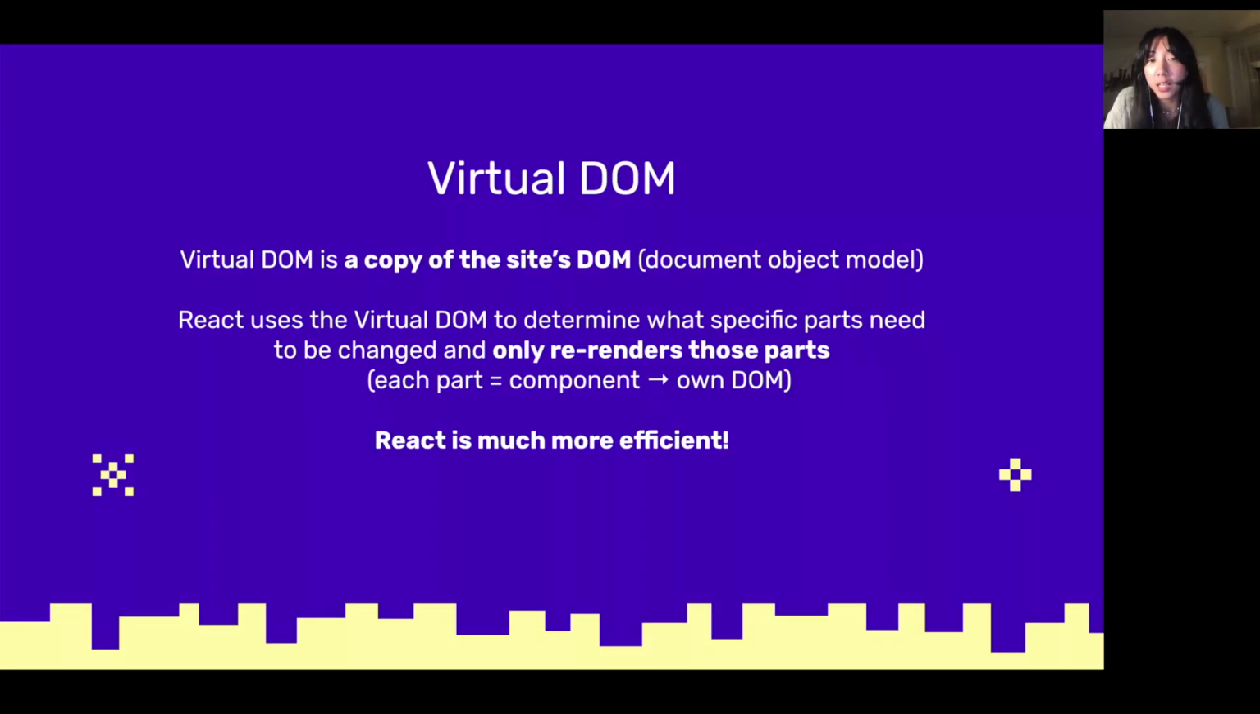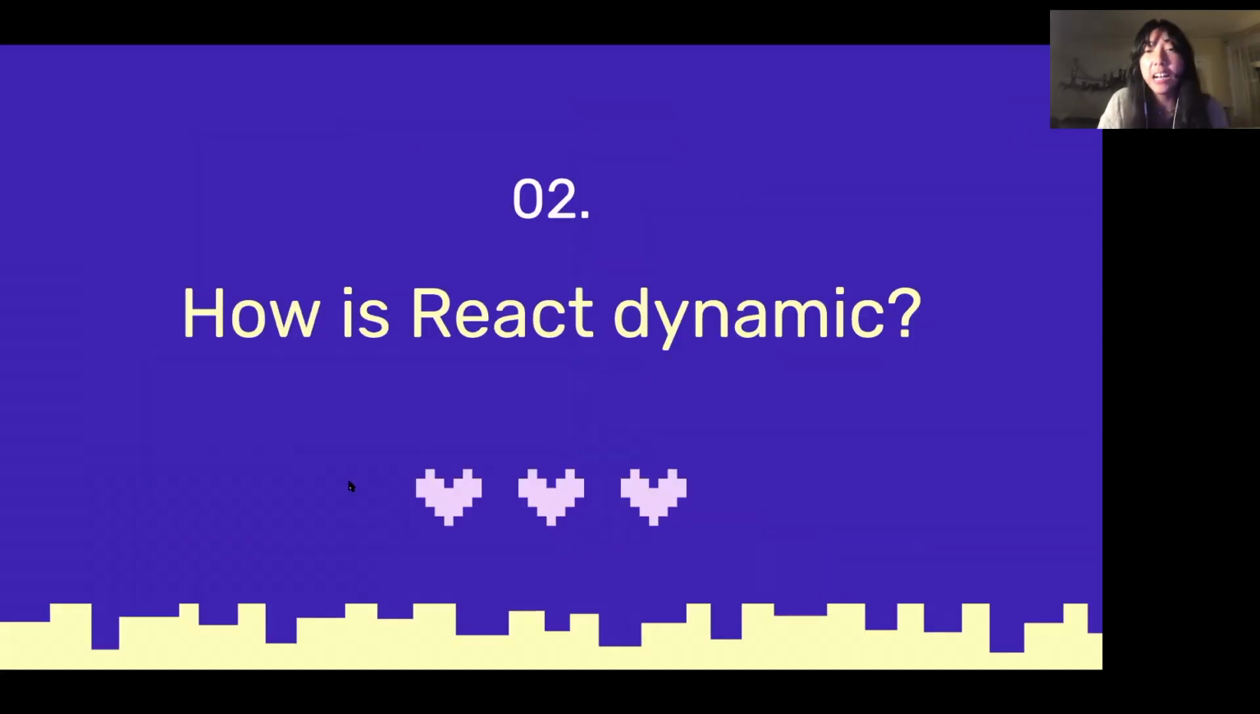React's virtual DOM, like the name implies, is a copy of the site's DOM. And React uses this copy to see what parts of the actual DOM need to change when an event happens, like a user clicking a button. This way, React only re-renders the part of the page that changed, making for a much more efficient update process. React calls each of these independent parts of the page components, and they can be thought of as their own DOMs.